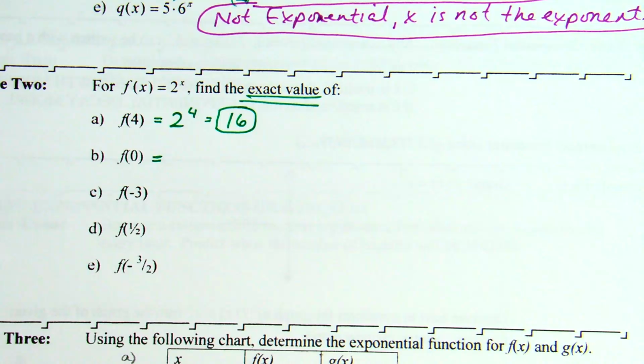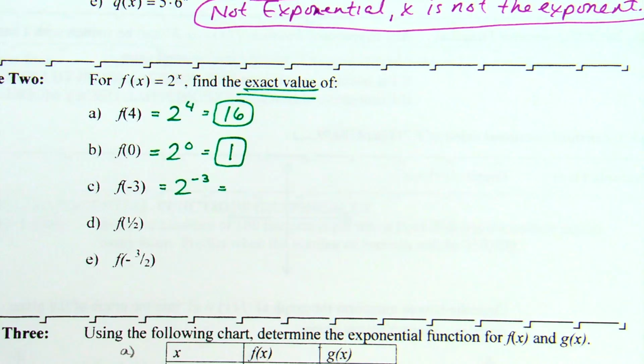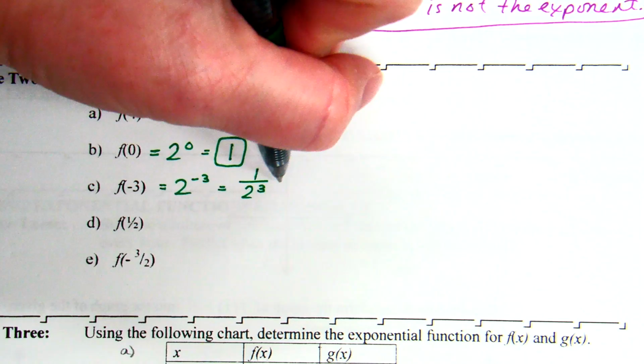Okay, review. F of 0. That means we're doing 2 to the 0. Anything raised to the 0 is 1. That is a rule you need to know. Okay? Anything raised to 0 is 1. Granted, the calculator could reassure you there, but you just need to know that. F of negative 3. So that means I'm doing 2 to the negative 3. This is where I don't want you grabbing for the calculators. Have confidence. What's a negative exponent tell me to do? Move it to the denominator. So this is 1 over 2 to the third. And what is 1 over 2 to the third? 1/8.